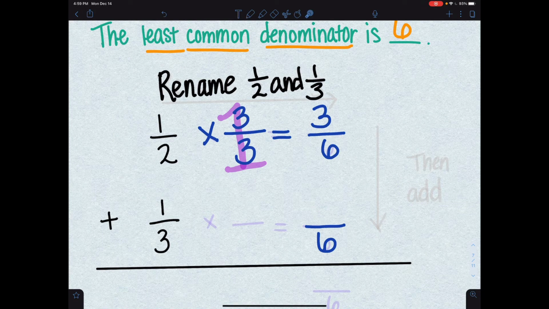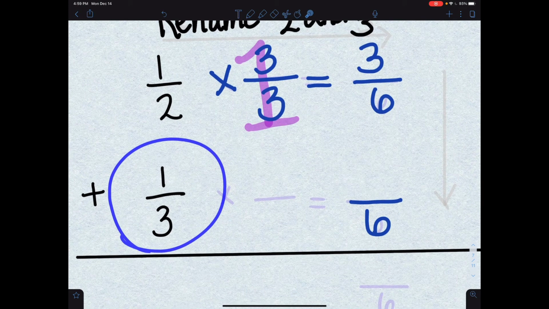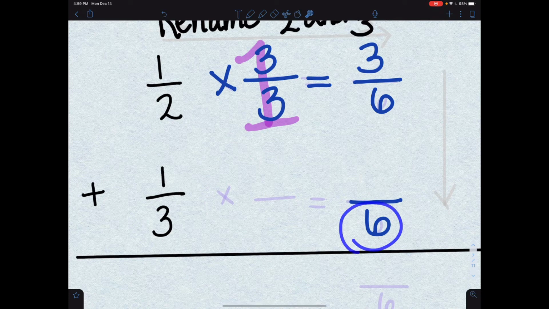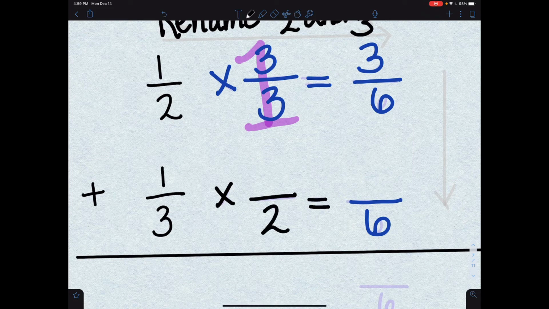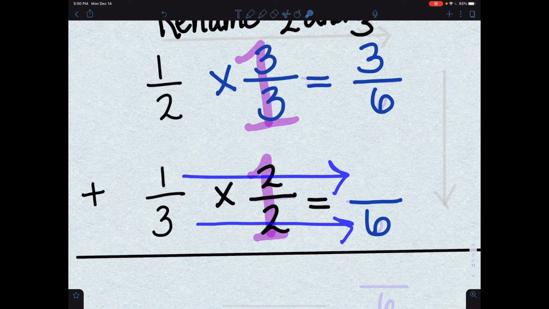All right, so now let's just look down here at the 1/3. I want the new denominator to be the same, so I want the new denominator to be 6, okay? So what do I need to multiply it by to get 6? And I think you can see I need to multiply by 2. 3 times 2 is going to be 6. I do the same thing to the top because I want it to be multiplied by a big fat 1. And then I can do 3 times 2 is 6. 1 times 2 is 2.